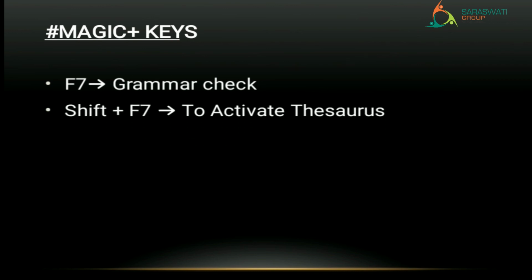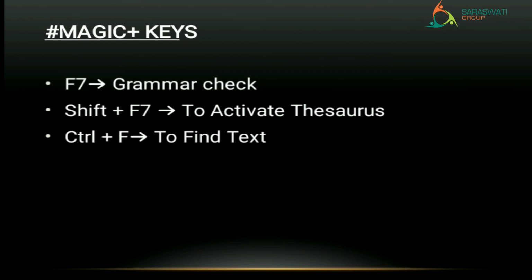that is Shift plus F7. That means you have to press two keys together. If you press Shift and F7 together, it will activate Thesaurus. And we know the meaning of Thesaurus. That means it will find the synonyms and antonyms from the paragraph. But the condition is that you have to press two keys together, Shift plus F7. That means keep holding Shift and press F7 along with it. Right? The third key is Control plus F.